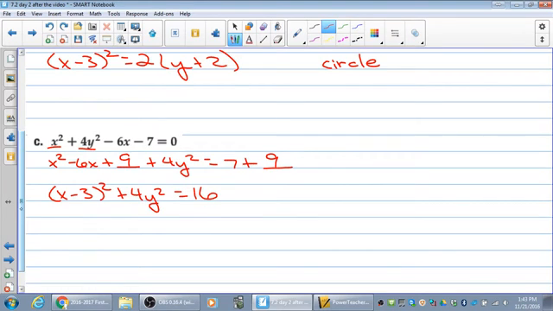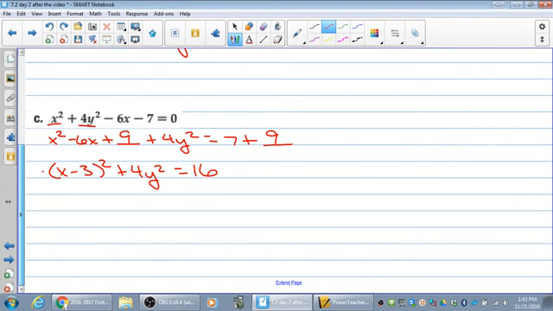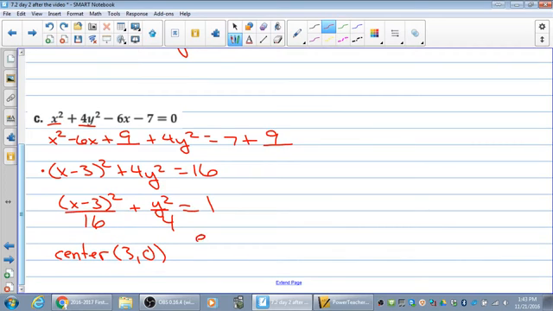And now this is not a circle. If there's a 4 sitting here, it would be. So we have to get this equal to 1. x minus 3 squared over 16 plus y squared over 4 is equal to 1. Divide everybody by 16. Now I'm sure that you know this. It's not asking for it. I get it. But the center would be 3, 0. Anyway, this is an ellipse.